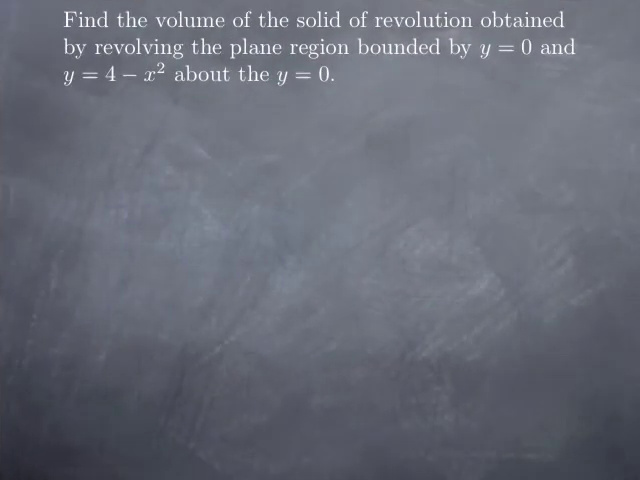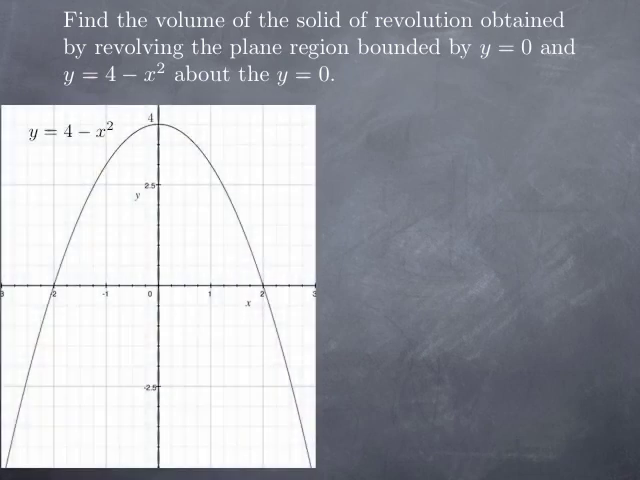Looking at another example, let's say we want to find the volume of the solid of revolution obtained by revolving the plane region bounded by y equals 0 and y equals 4 minus x squared about the line y equals 0, in other words about the x-axis. So the first thing you do in this kind of exercise is to sketch the plane region that you want to revolve. So here we have y equals 4 minus x squared.